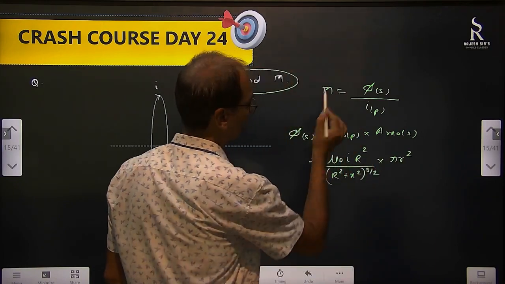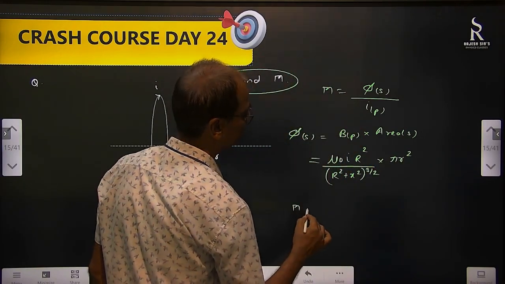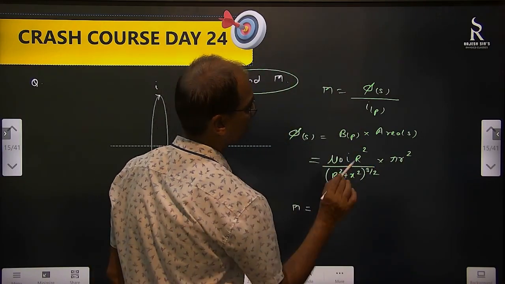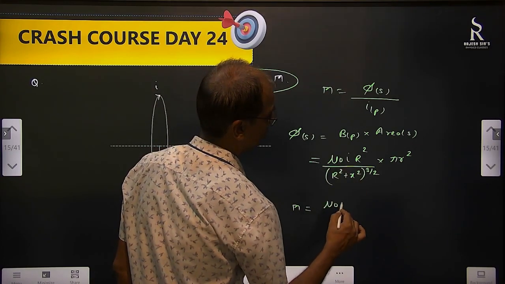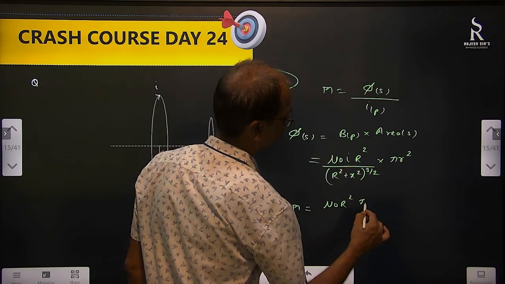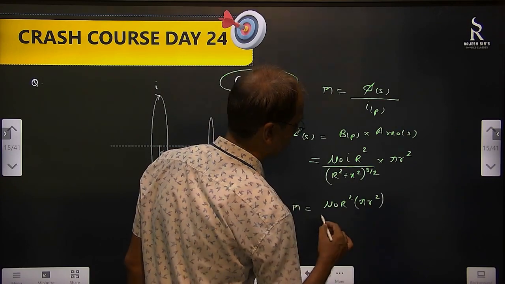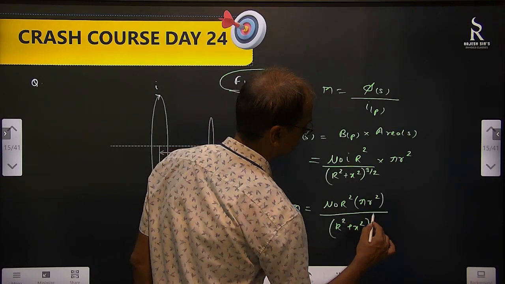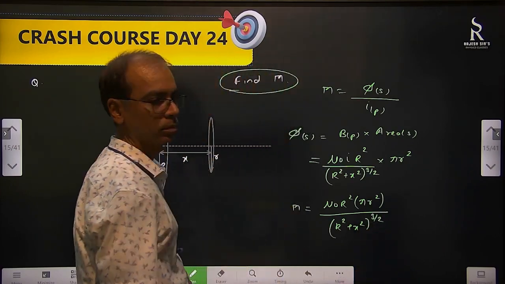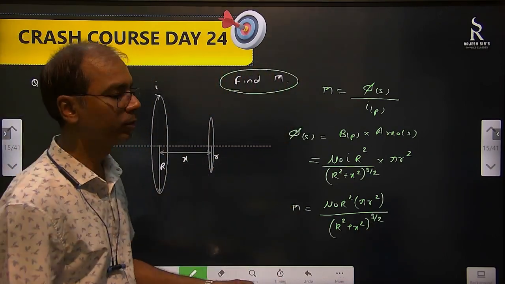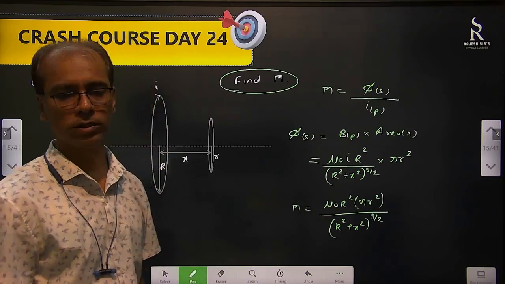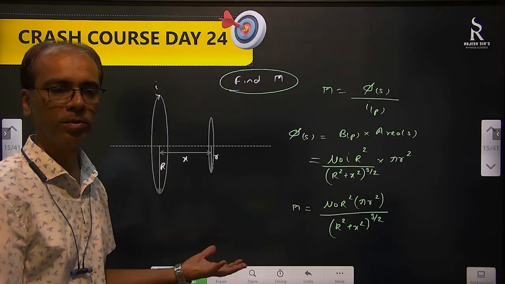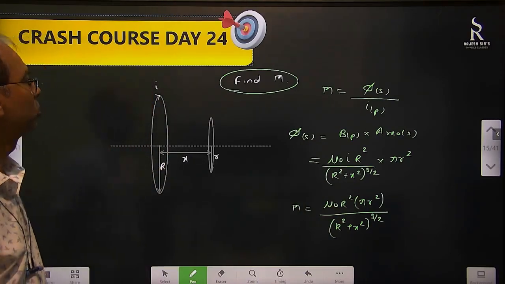So the mutual inductance is mu naught r square into pi r square by r square plus x square to the power 3 by 2. That's all. What is the unit of mutual inductance? Again Henry, no change. And the dimension is the same as L. So no change in that.